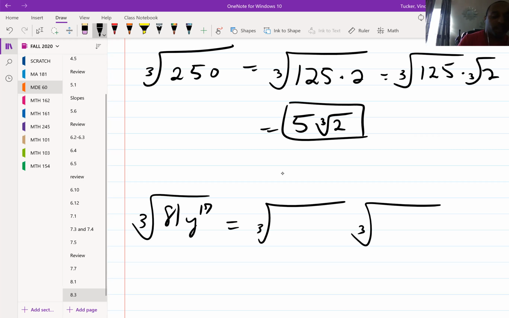Now looking at 81. 81 is 3 times itself 4 times. So I can break that up into 3 times 27. 27 I can take the cube root of. The 3 I cannot. And now we're looking at the 17. Largest number under 17 that's divisible by 3 will be 15. So it's y to the 15th, y to the second. The 15 plus 2 gives you your 17 back.